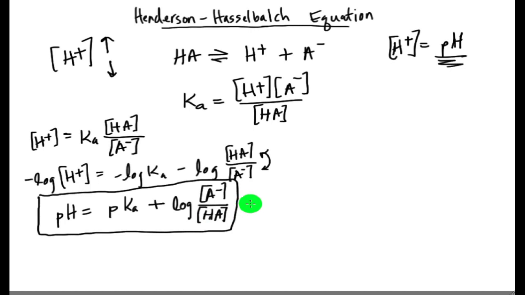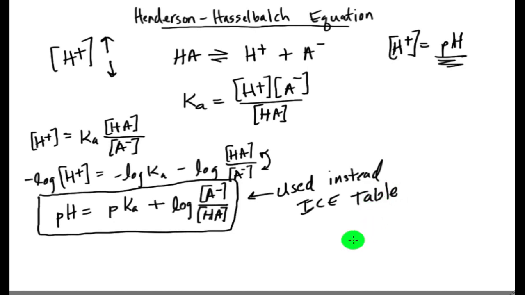But this is the Henderson-Hasselbalch equation, and this little gem right here, seriously, this is a great little equation, can be used instead of the ICE table. Now this only works for buffers, okay? So you have to have a buffer for this to work.